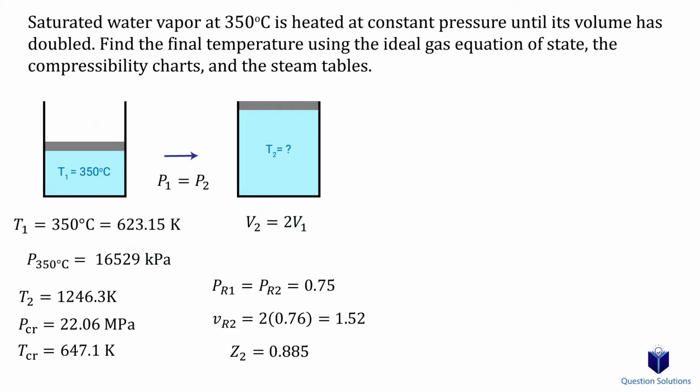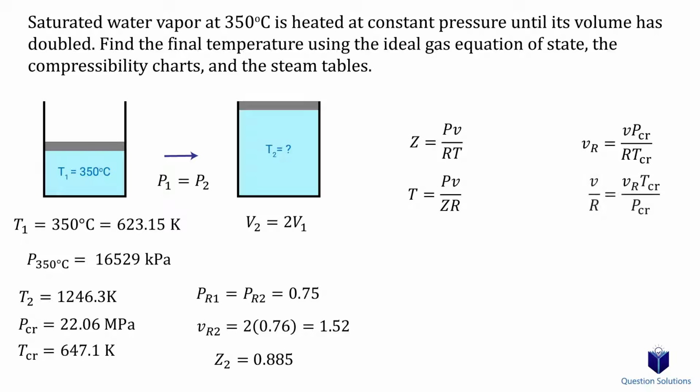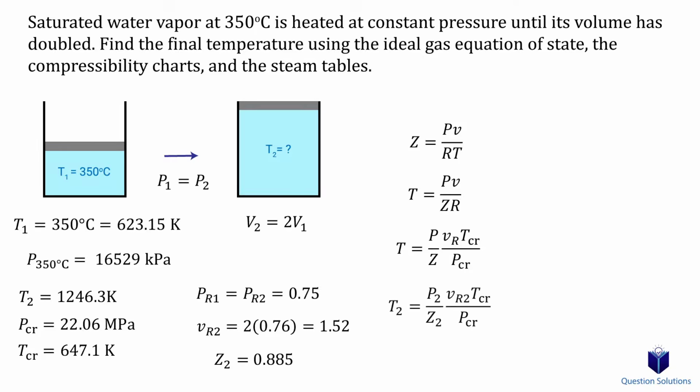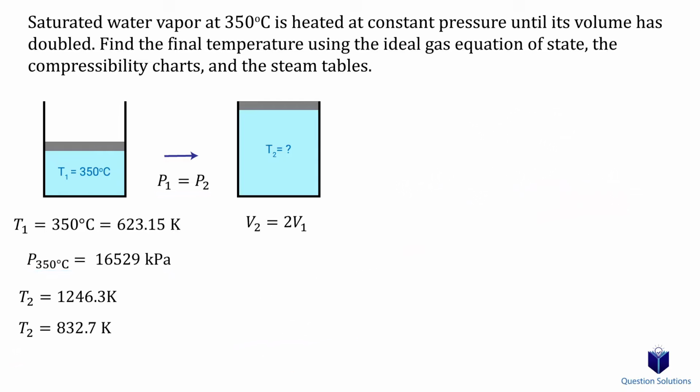Now that we have all of these values, how do we figure out the temperature at the second state? First, let's write down the equation for the compressibility factor. Now, we're going to isolate it for temperature. Next, I'm going to write the equation for reduced specific volume. If we isolate this equation for specific volume over R, we get this. Notice how this is now the same, so we can plug this in instead of what we have here. We're finding everything at the second state, so I will add a subscript 2 for the variables. Now we can plug in our values. Let's solve, and that's the temperature at the second state using the compressibility chart. Lastly, we need to find the temperature using the steam tables.